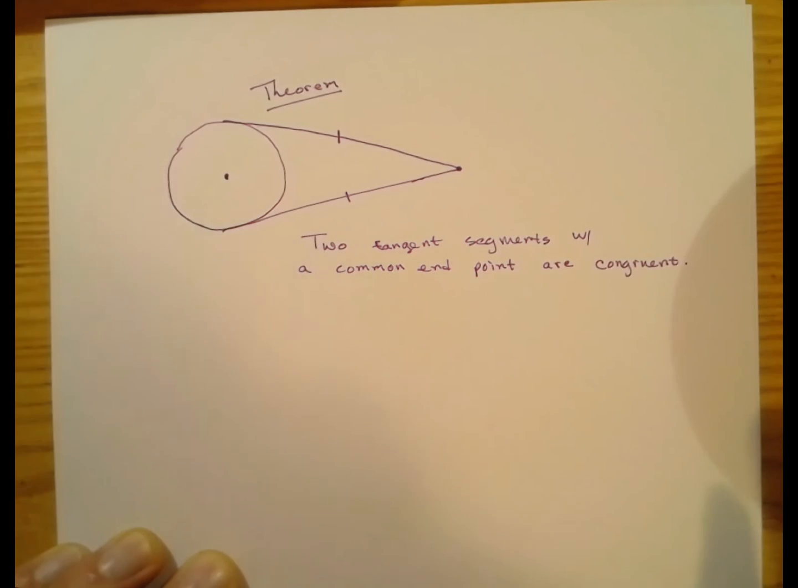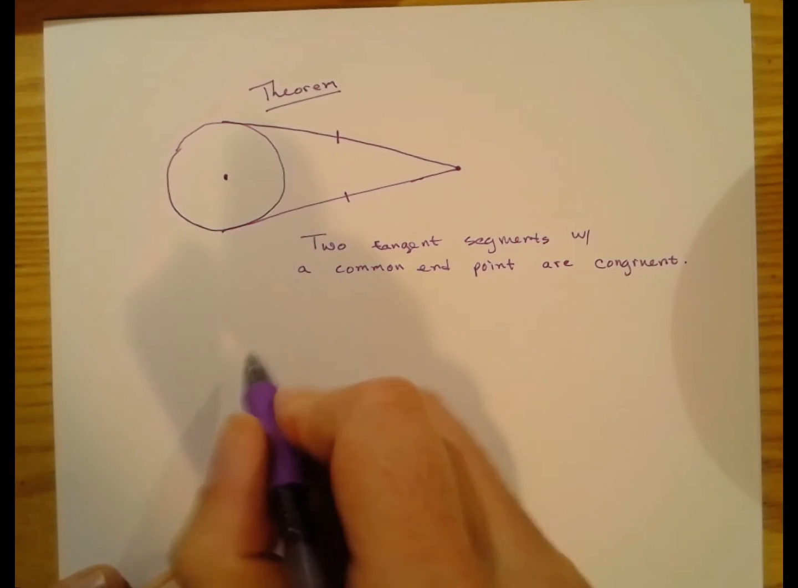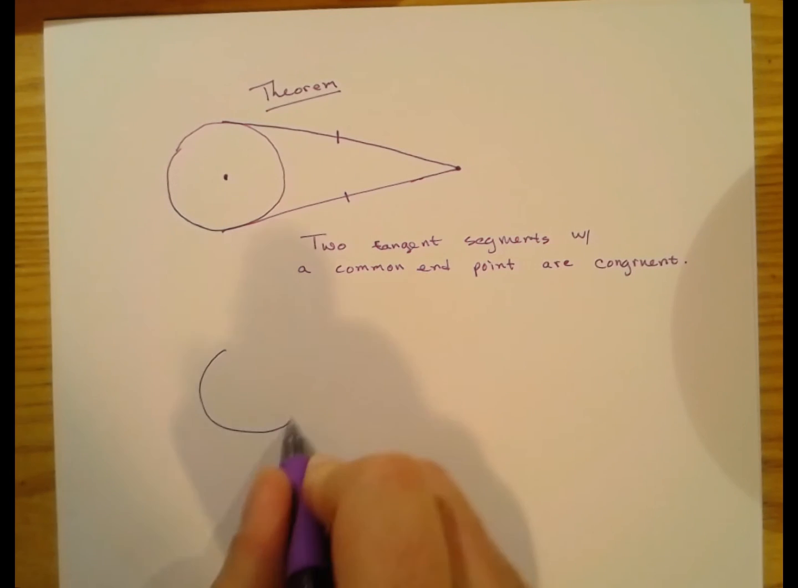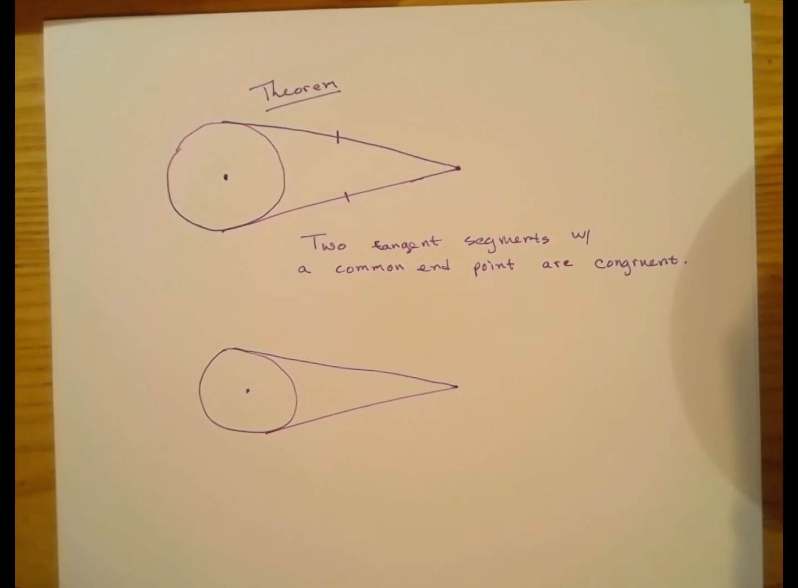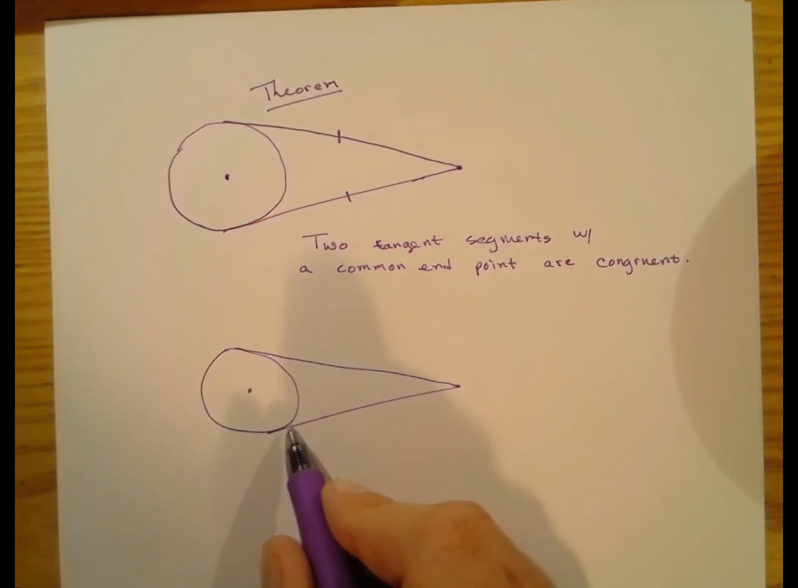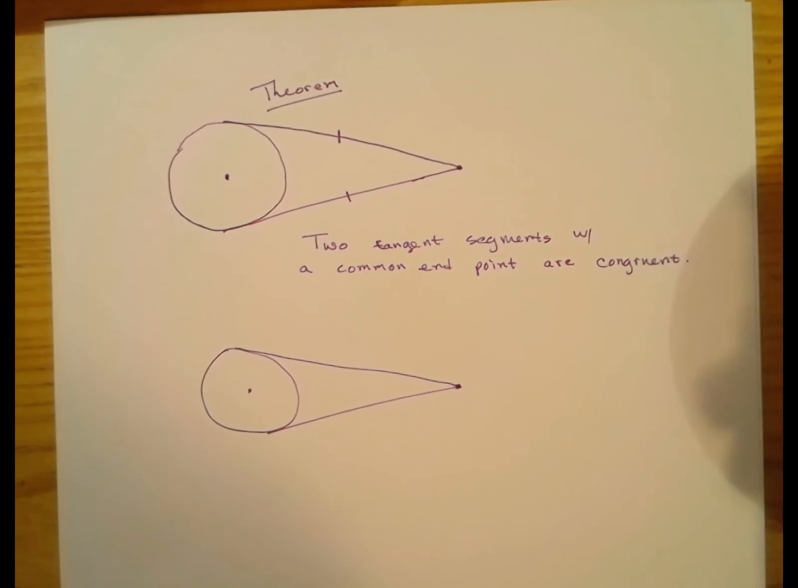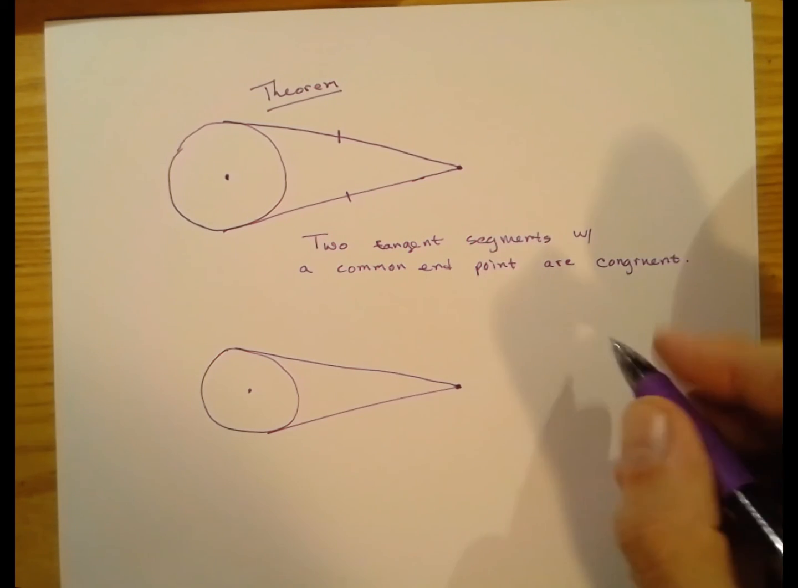And that leads us to the other type of problem from 10.1 anyways. Excuse my less than perfect drawing. But if we have some situation like this where we have those two tangent segments with some common endpoint here, we're basically just going to take whatever algebra expressions they give us and set those two equal to each other.